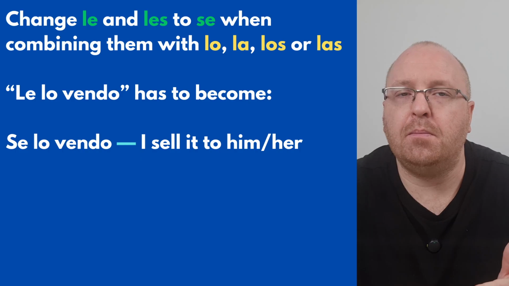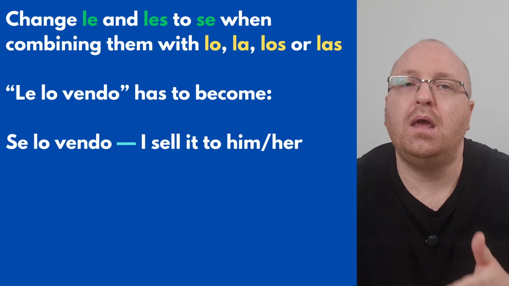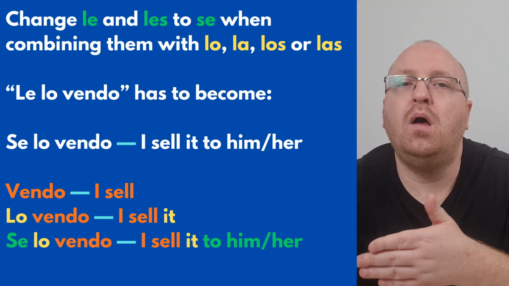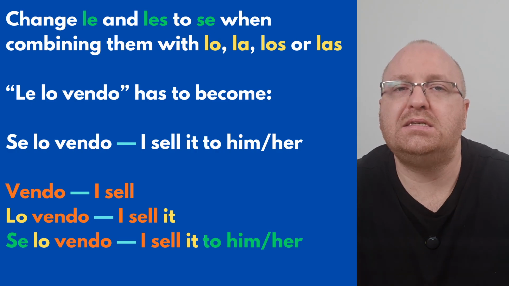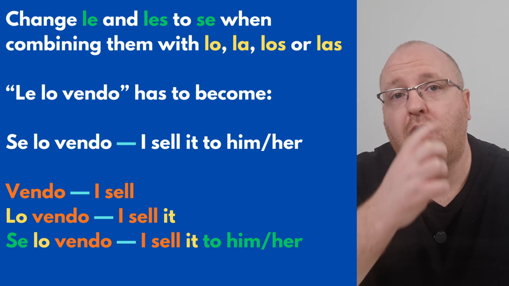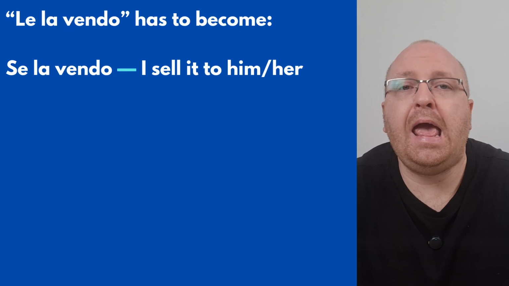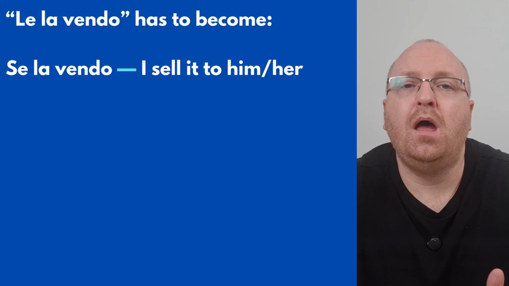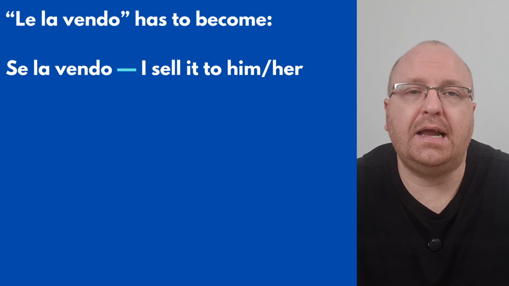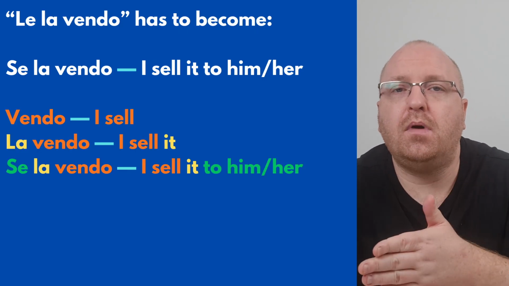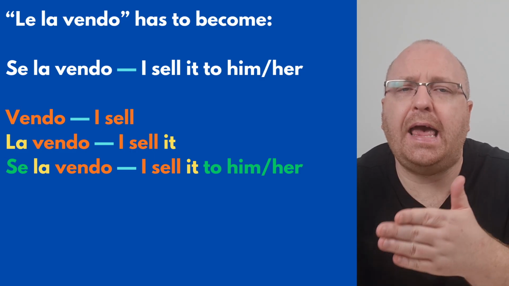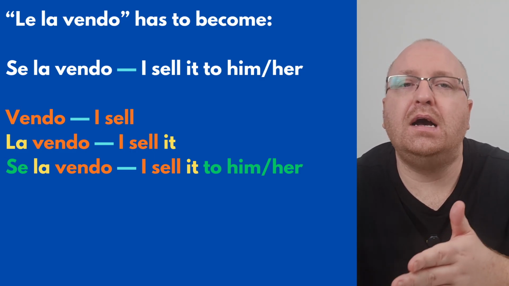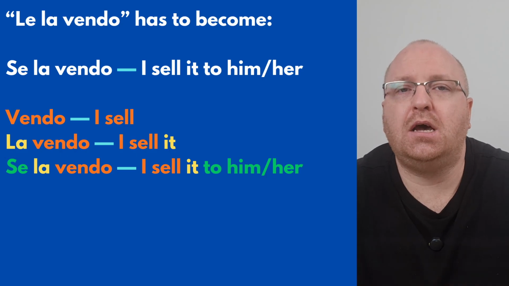I sell it to him or I sell it to her. Vendo, I sell. Lo vendo, I sell it. Se lo vendo, I sell it to him or I sell it to her. And le la vendo has to become se la vendo. I sell it to him or I sell it to her. Vendo, I sell. La vendo, I sell it. Se la vendo, I sell it to him or I sell it to her.